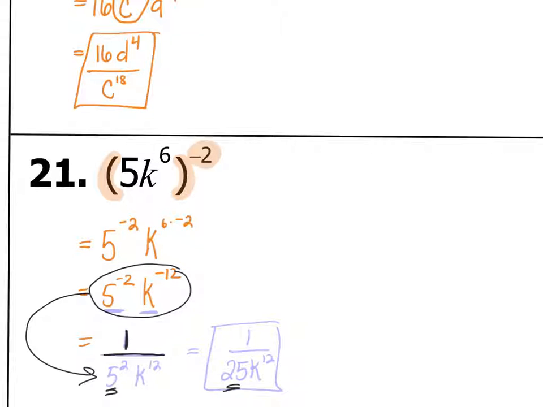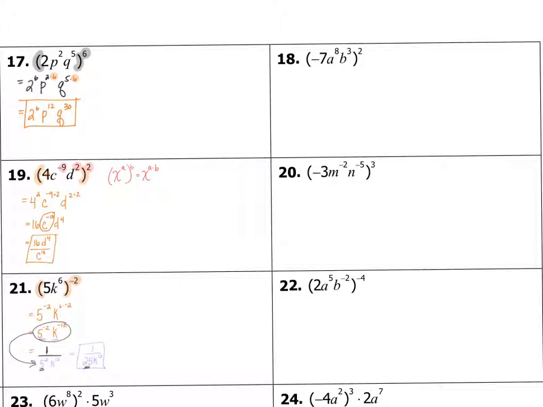Now I'd like you to pause the video and complete 18, 20, and 22, and that will be the conclusion, after you've answered the questions, of raising a monomial to a power. Keep the base, multiply the exponents.